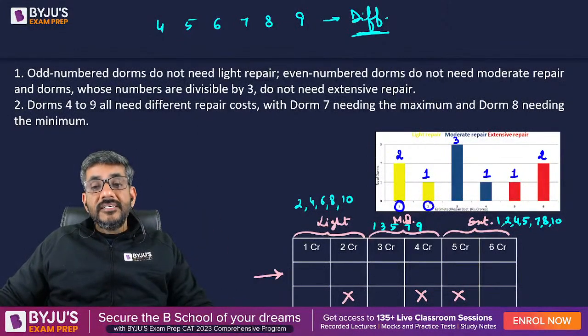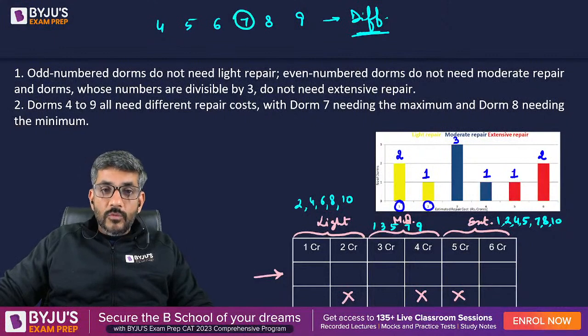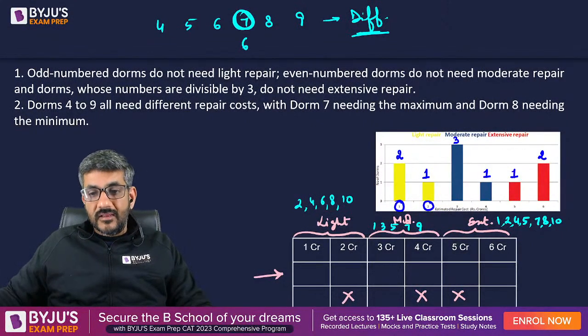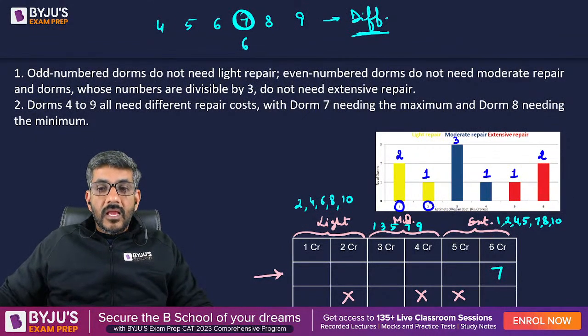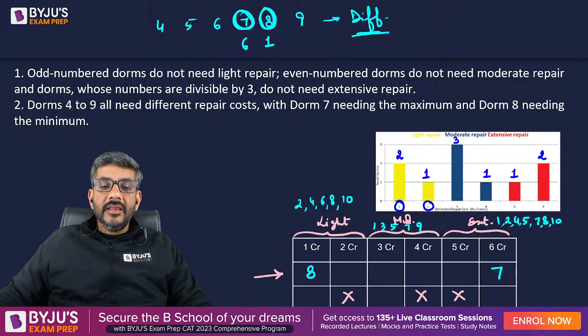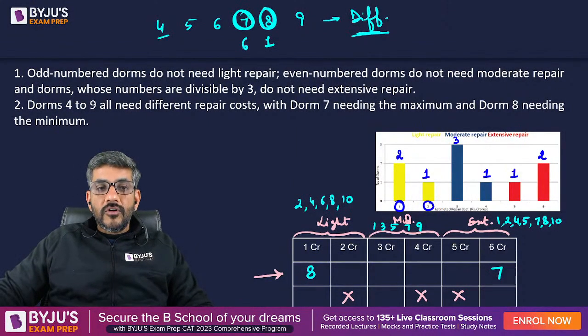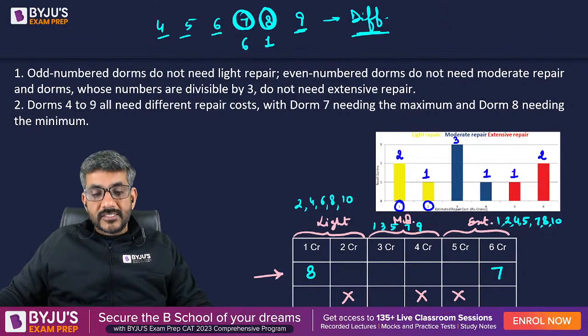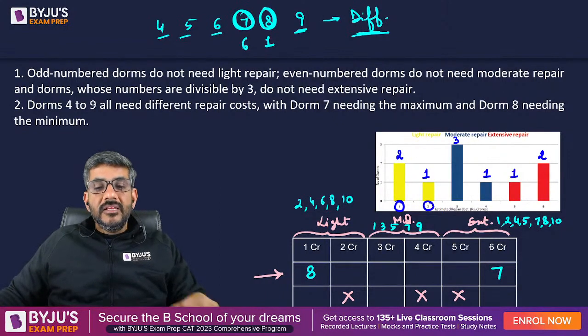And DOM 7 needs the maximum. So DOM 7 is the one which needs a cost of 6 CR. So DOM 7 needs a cost of 6 CR, I can write here. And DOM 8 needing the minimum, so 8 needing the minimum cost is 1 CR. So 8 is the DOM that must be written over here, right? 7 must be written over here, 8 must be written over here. So 4, 5, 6 and 9 must be written at these 4 places now.